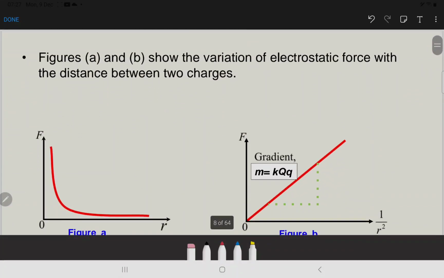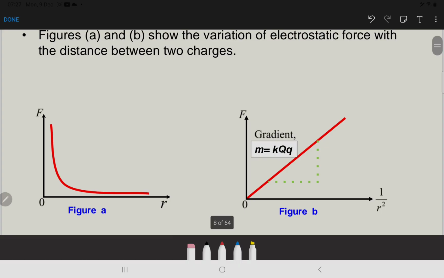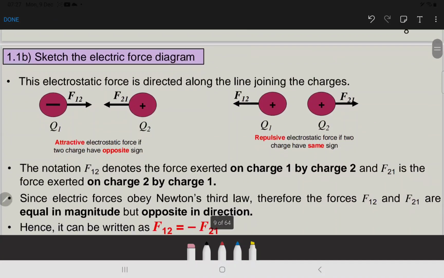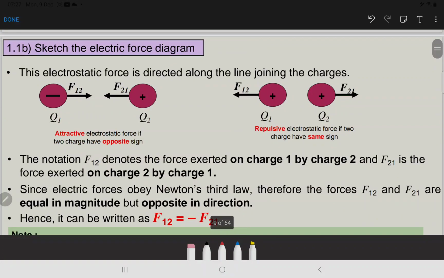Okay, so this graph shows the relationship between F and r. We have an inversely proportional relationship. Now, sketching a diagram: whenever you have forces acting, you need to sketch a diagram.